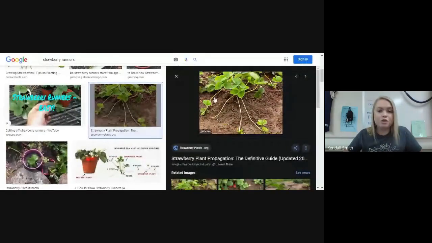Okay. So here we have a strawberry plant. You might not have known it, but strawberries have flowers. That's how you get the fruit. But they also reproduce asexually through vegetative propagation. So here are the runners. You see it's coming from the main plant and they stem off to create new plants.